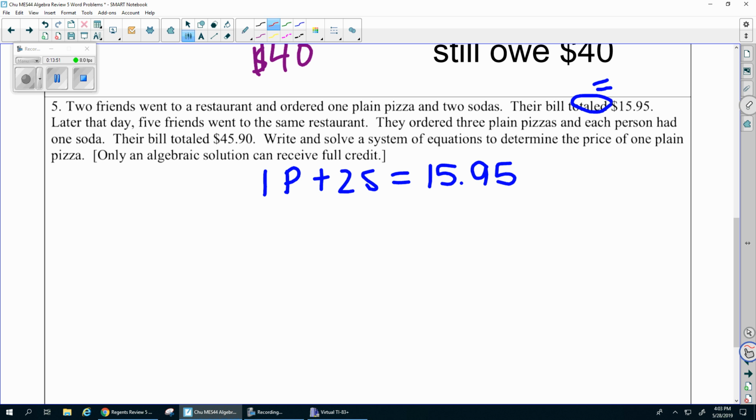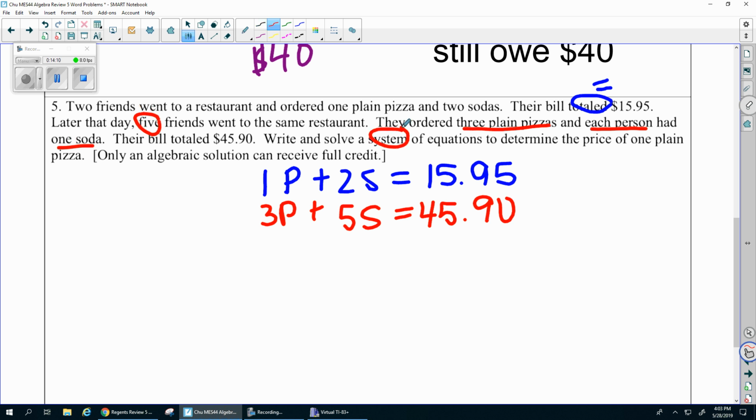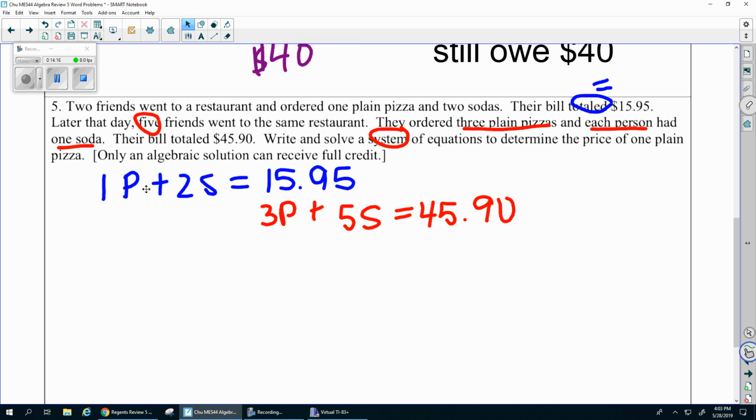Later that day, 5 friends went to the same restaurant. They ordered 3 plain pizzas, so 3 pizzas, plus each person had 1 soda. There were 5 of them, so plus 5s equals $45.90. Write and solve a system of equations. So system tells me I need 2 equations. I have 2 equations to determine the price of 1 plain pizza and just 1 plain pizza.